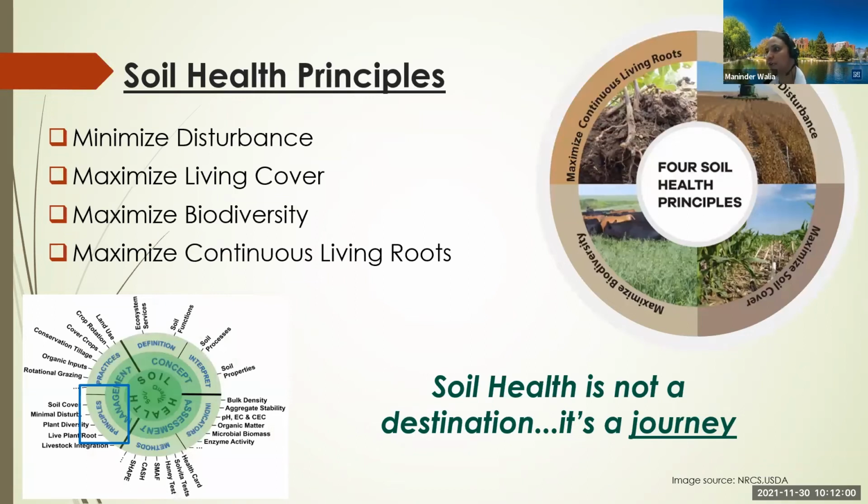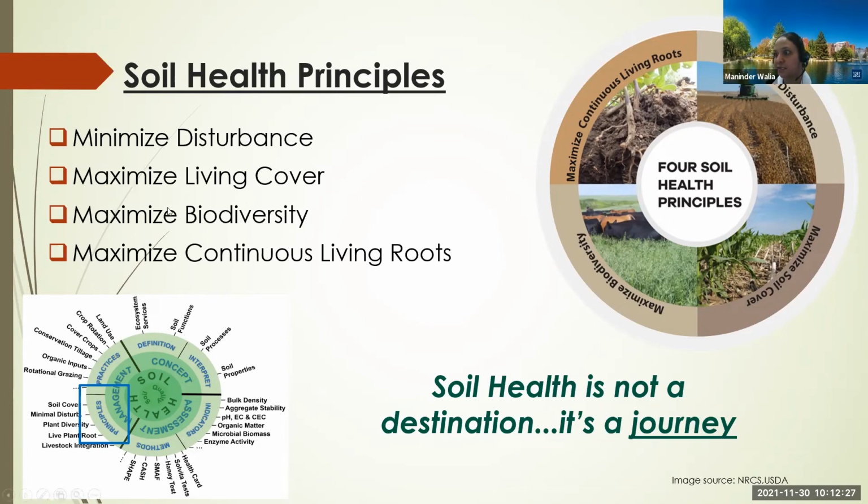So now talking about the soil health principles. There are 4 soil health principles as this image shows. The first is minimizing soil disturbance. It can be either physical, chemical, or biological. So recognizing that, we have to bring it to a managed level so that it can maximize the productivity.